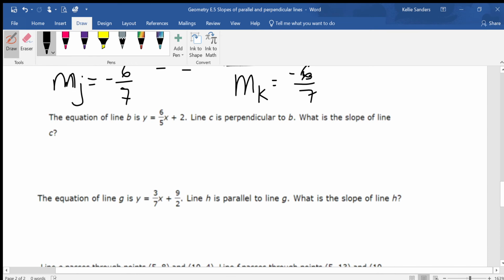The equation of line B is y equals 6 over 5x plus 2. Line C is perpendicular to B. What is the slope of line C?